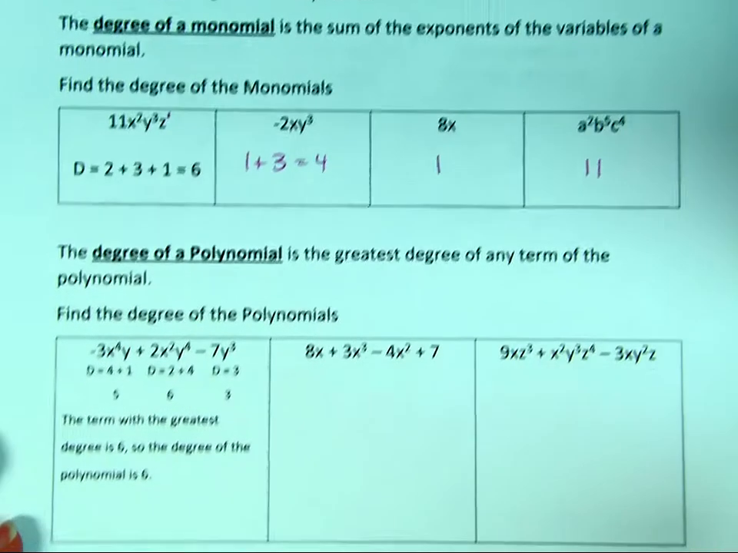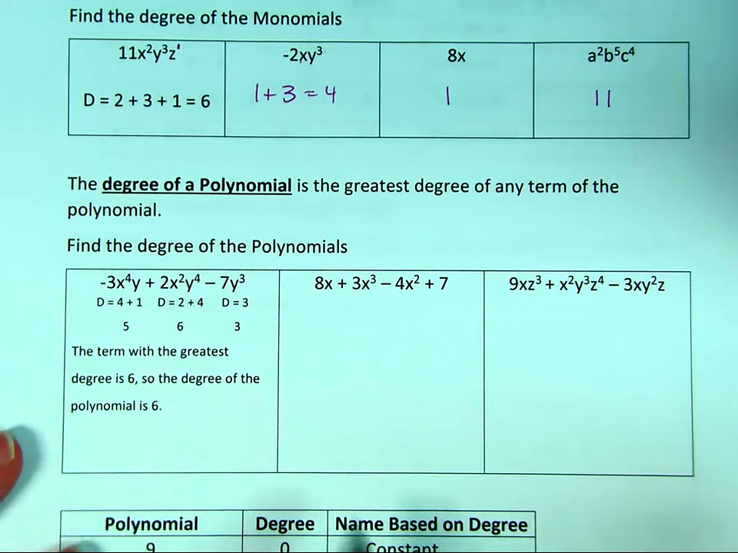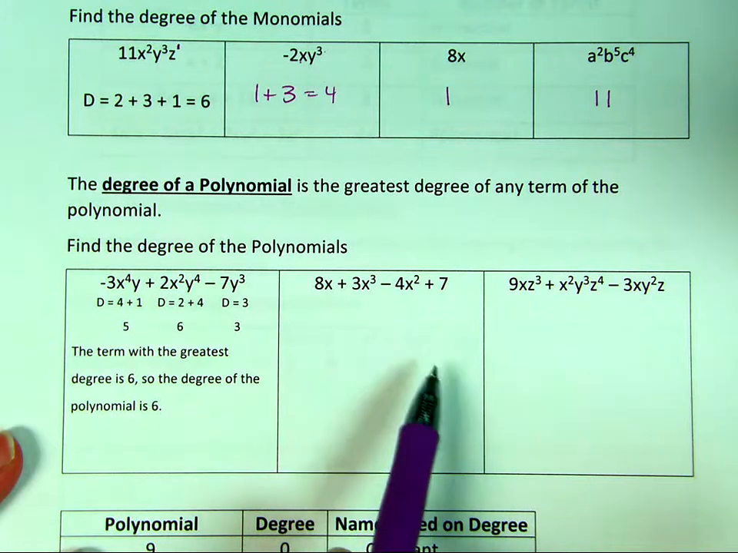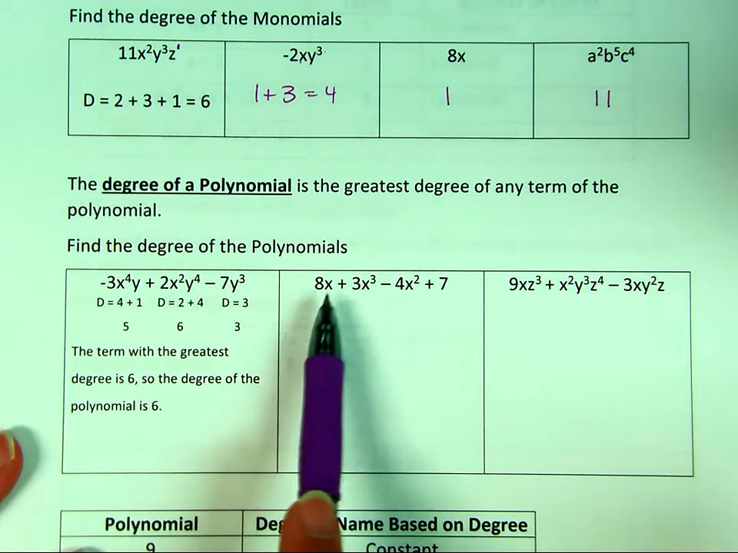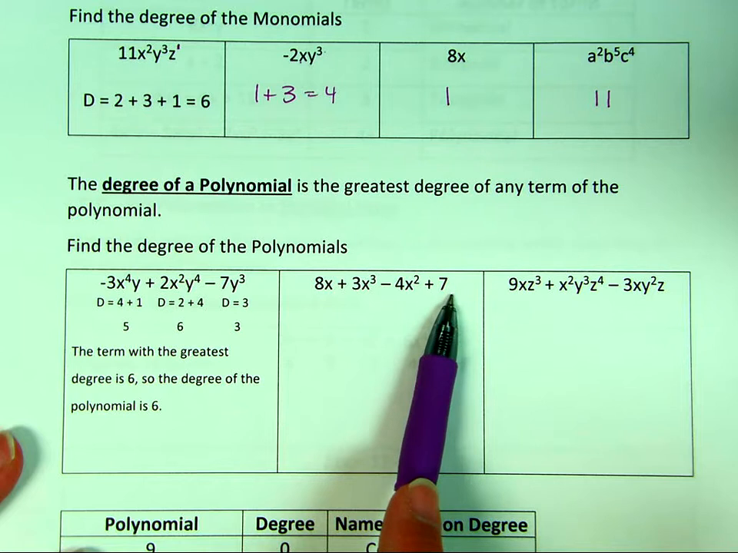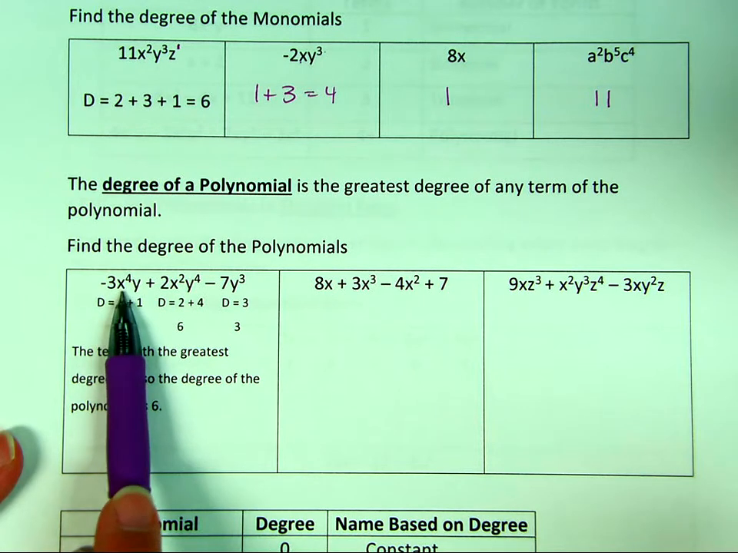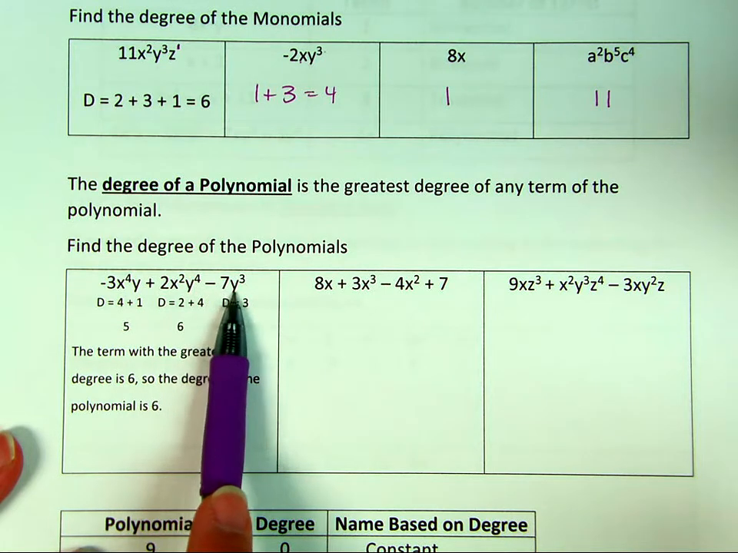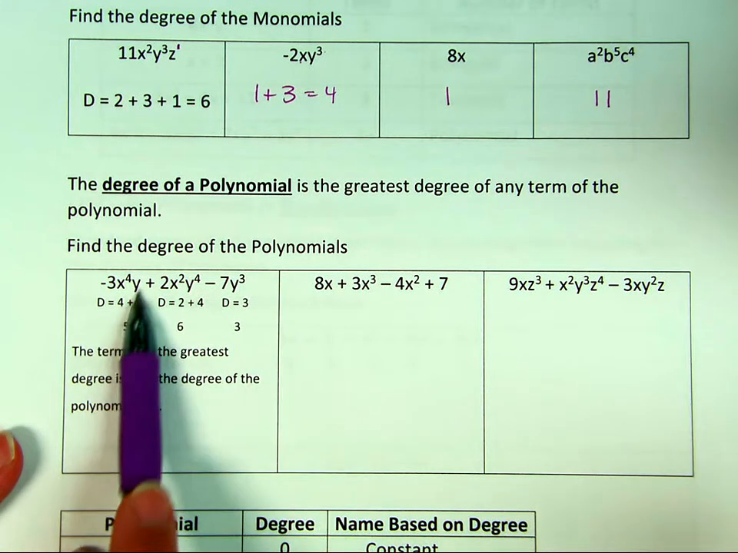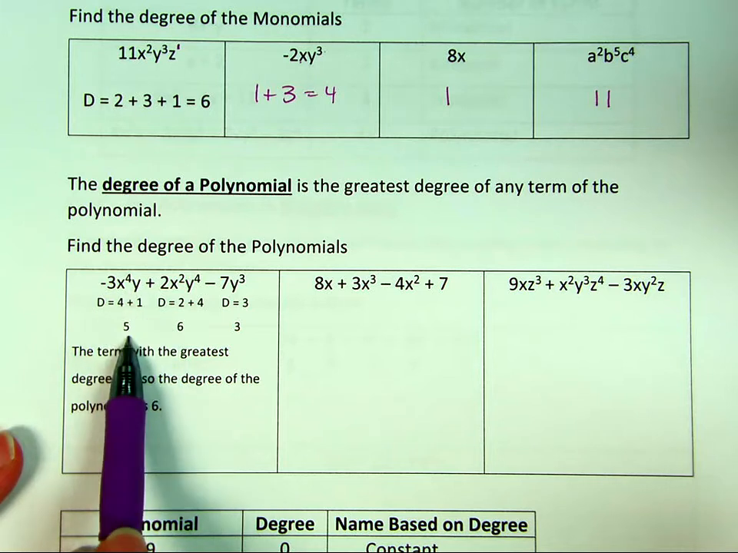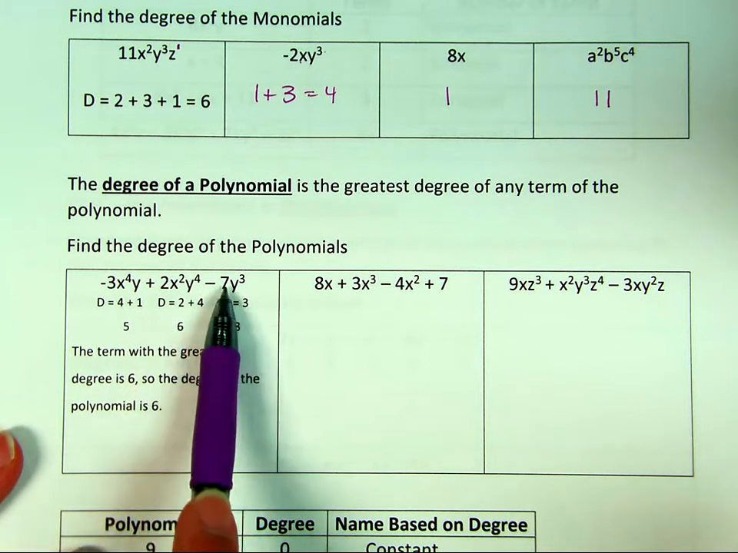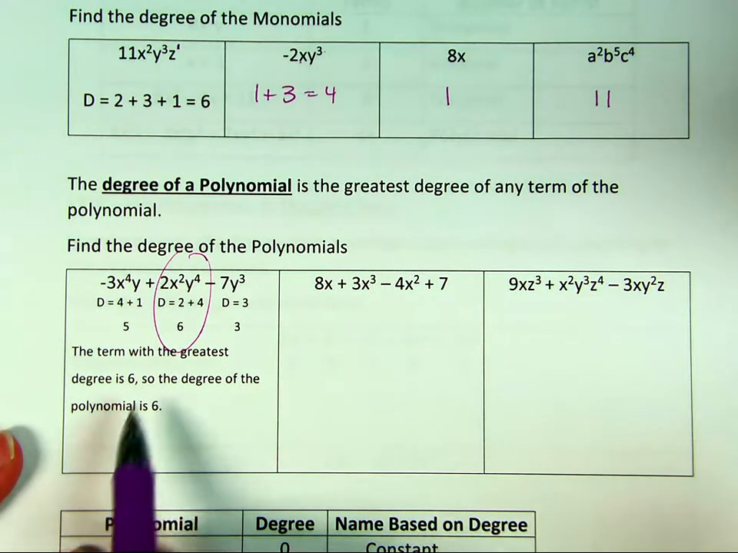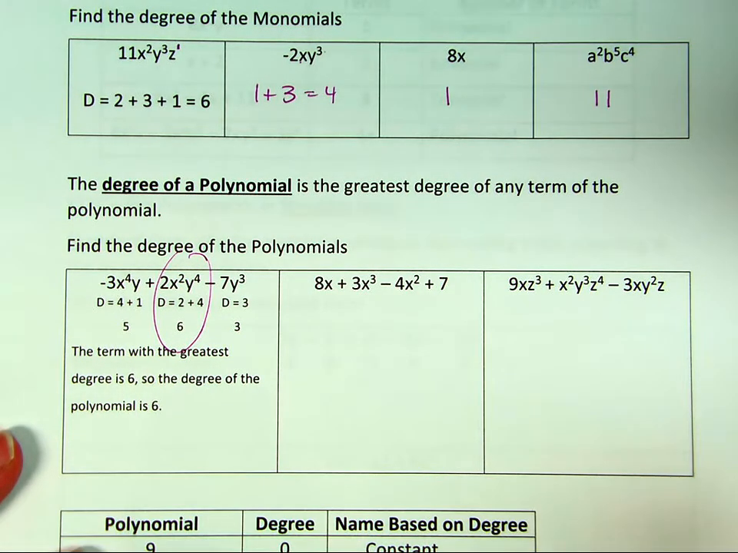The degree of a polynomial is found by doing what we just did and then picking the one term that has the biggest degree, and then that is the degree of the whole polynomial. So whichever term has the biggest degree, that's the degree of the whole polynomial. So for example, on this one, -3x to the fourth y plus 2x squared y to the fourth minus 7x cubed y cubed. The degree of this first term was 5, because 4 plus 1 is 5. The degree of this one was 6. The degree of this one was 3. So the biggest degree is 6. So we say the degree of the whole polynomial is 6.